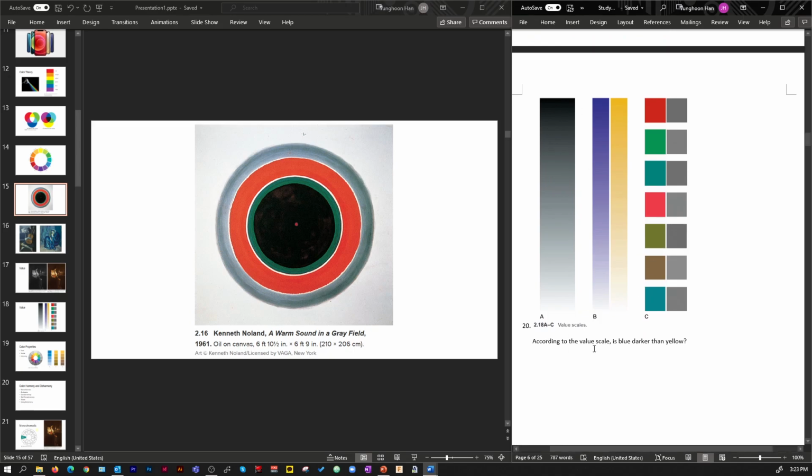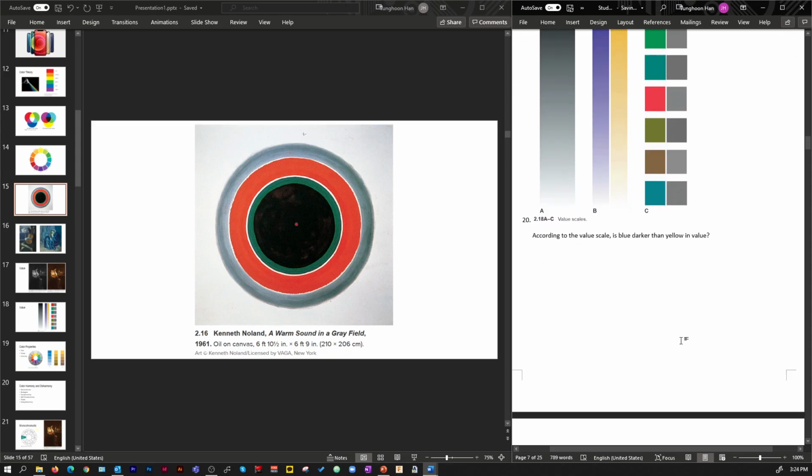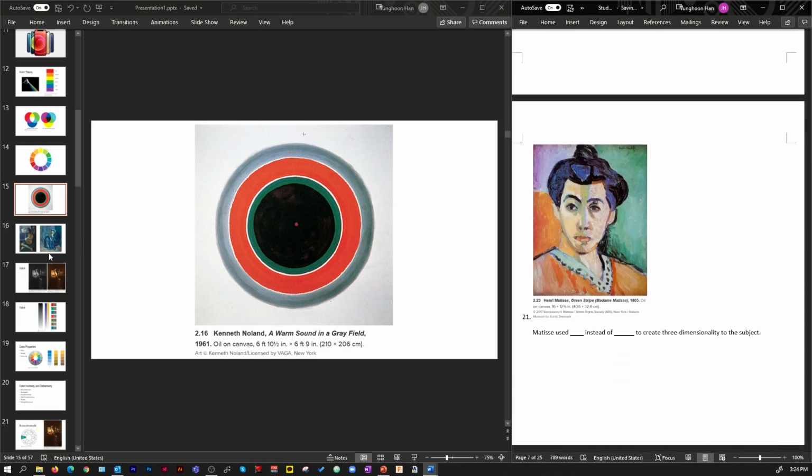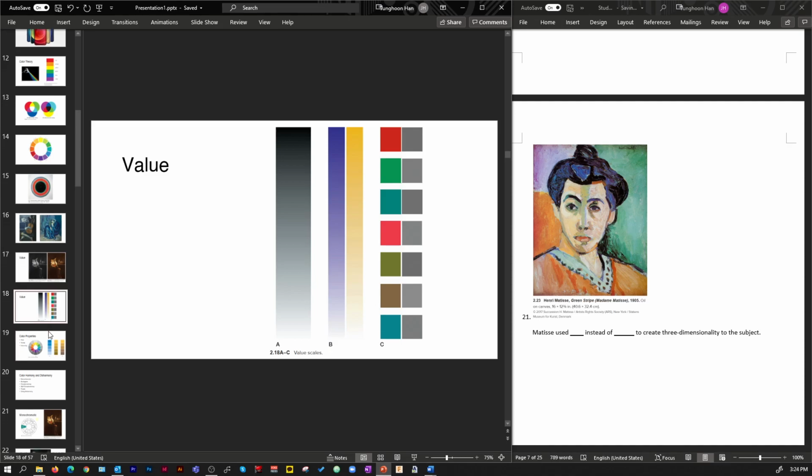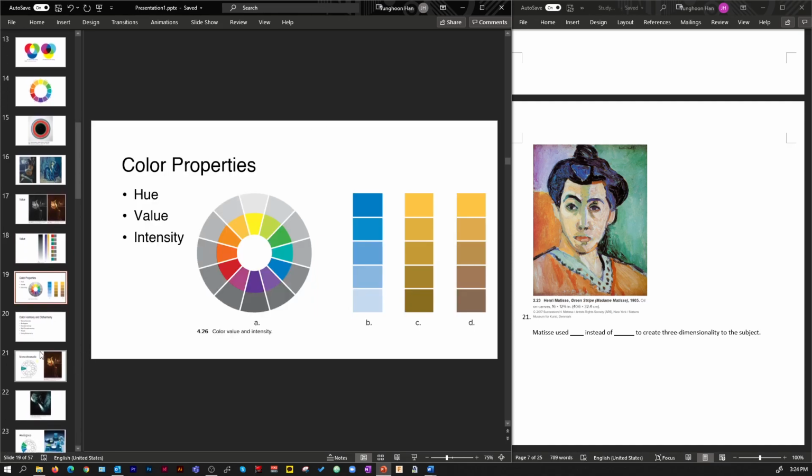This is coming back to what we just talked about. According to the value scale, is blue darker than yellow in value? That will be true, because if you were to convert this into a black and white picture, what you will see is that the blue, this left column here, will be much darker than this column of yellow right there. Okay, we talked about that.